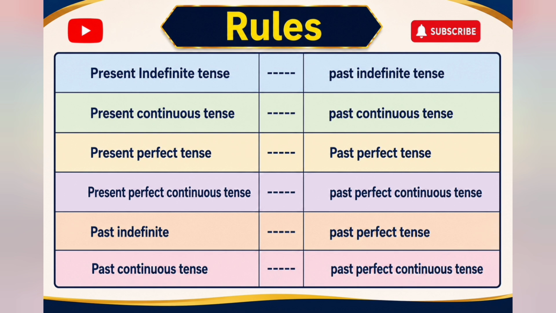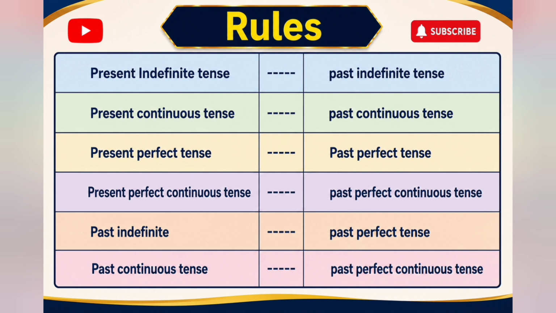But if our reported speech is in past indefinite tense and reporting is past indefinite tense, what will we do? We will convert the past indefinite tense into past perfect tense. And if it is in past continuous tense, then what will we do? We will change into past perfect continuous tense. This is all about past tense when our reporting speech is in past tense. So certain changes are implemented on the tense of reported speech.